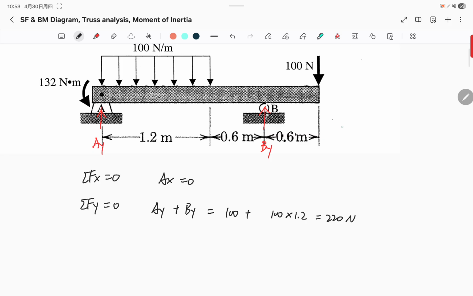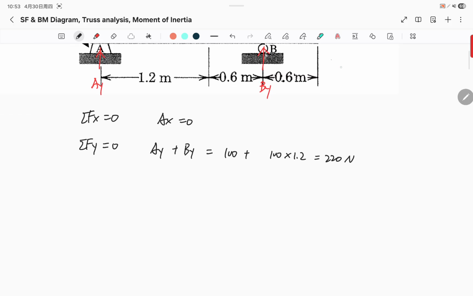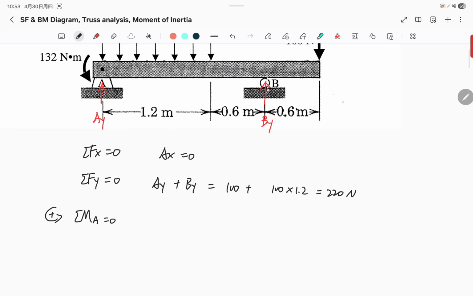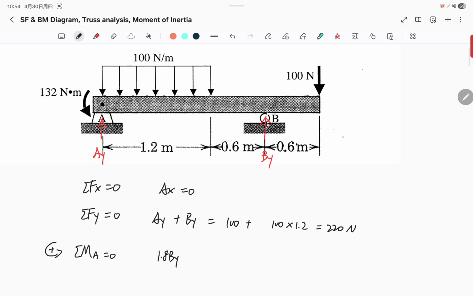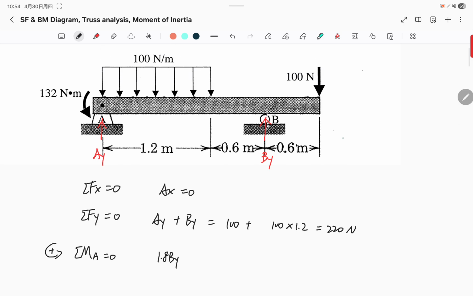And now we're going to take moment at point A to get BY. We define counterclockwise to be positive moment. So we have BY, and the distance from BY to AY is 1.8 meters. And if you use your right hand rule, BY is a positive moment. And then we have this 100 Newton force. It is negative, and the distance to A is 2.4.